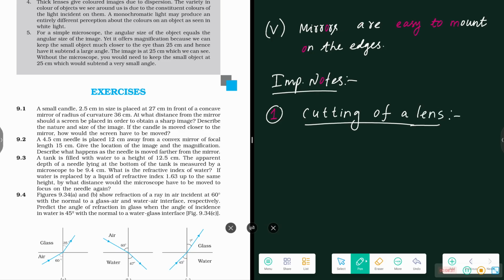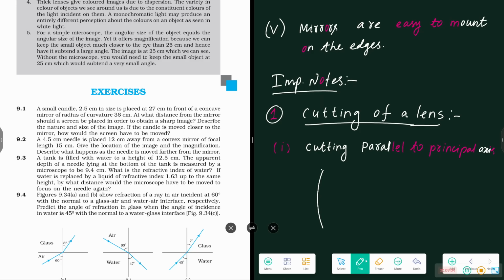Cutting of a lens. Now number 1: cutting of a lens, first, cutting parallel to the principal axis. Like this, some points will be there. How many points can I write? I'll write. Today I'll send some photos. Can you write yourself, some 6 to 7 points? Cutting parallel to the principal axis.